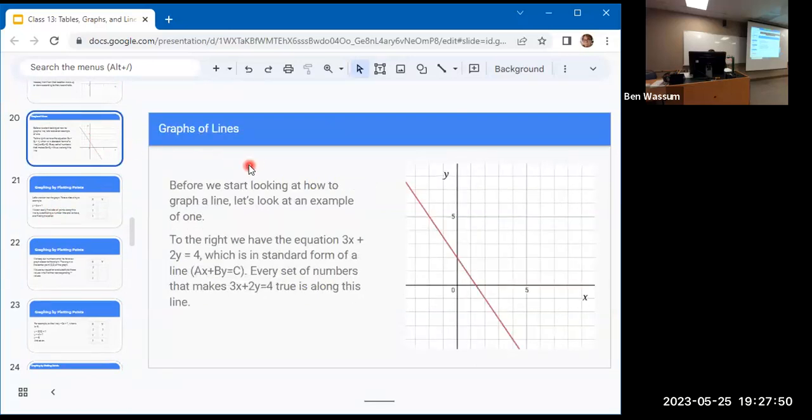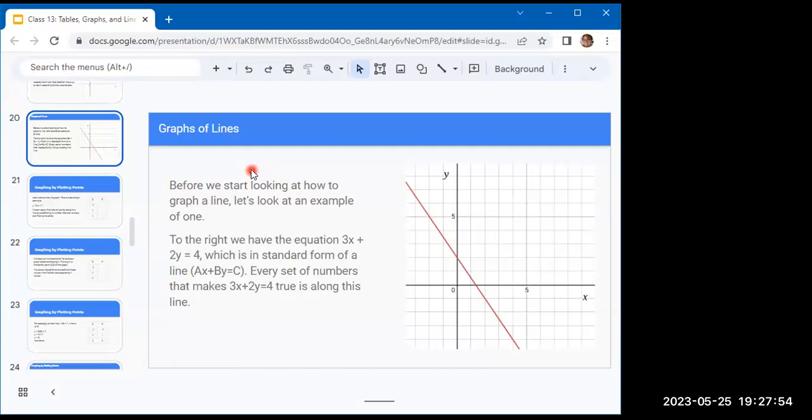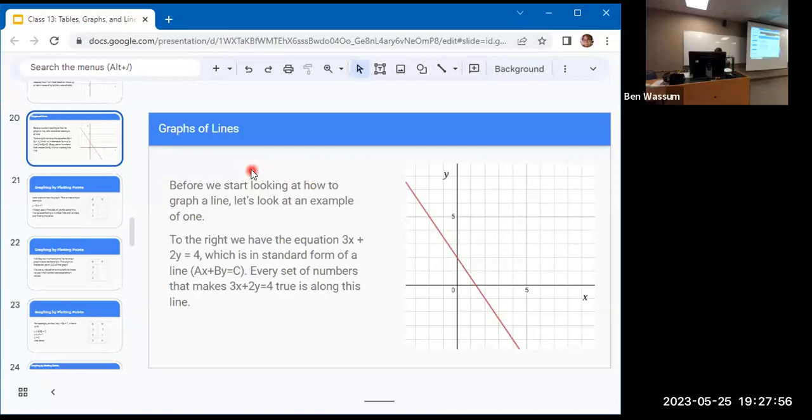So here's an example of a line on the coordinate plane. That is actually the equation 3x plus 2y is equal to 4, which is in the standard form of a line. Standard form is something x and something y is equal to something.